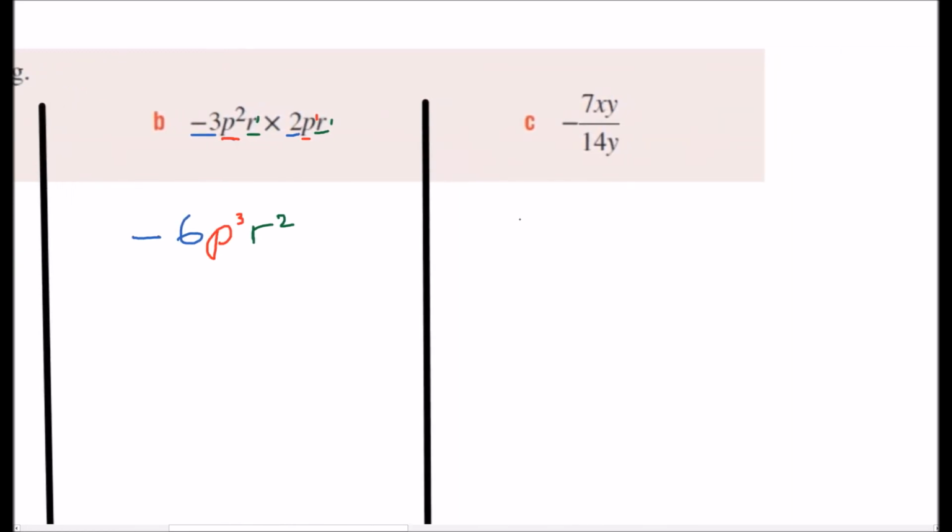Now when it comes to dividing, you're more or less doing the same thing. So the coefficients get divided, but instead of adding the indices of the variables, you're actually cancelling or subtracting them. So in this case, negative 7xy divided by 14y, well, 7 divided by 14 is the same as a half. So you're left with negative 1 over 2 for now.